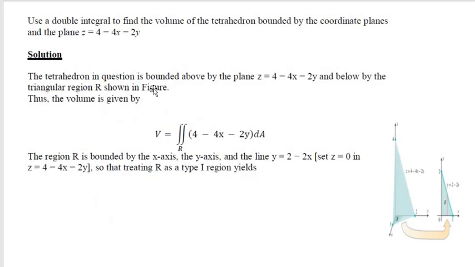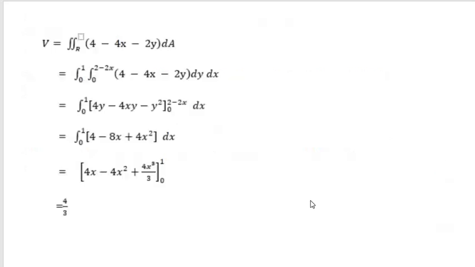So this is another example. Find the volume of tetrahedron bounded by the coordinate planes. So region of integration R bounded by the lines y equal to 2 minus 2x and x axis and y axis. So we get the limits, x is varying from 0 to 1 and y is from 0 to 2 minus 2x, and then substitute, so we get 4 by 3.